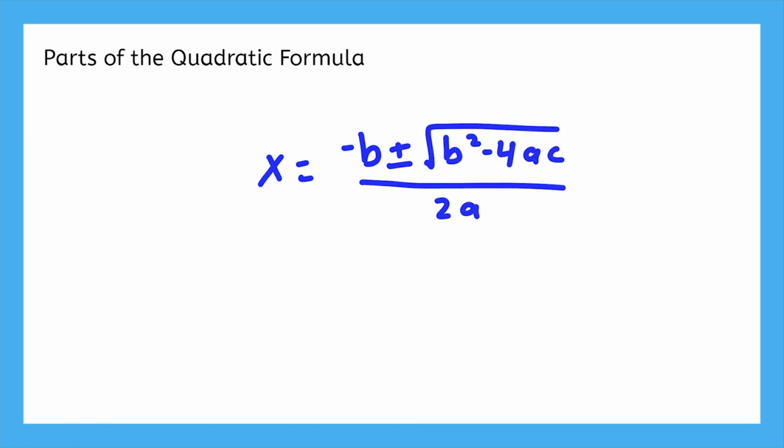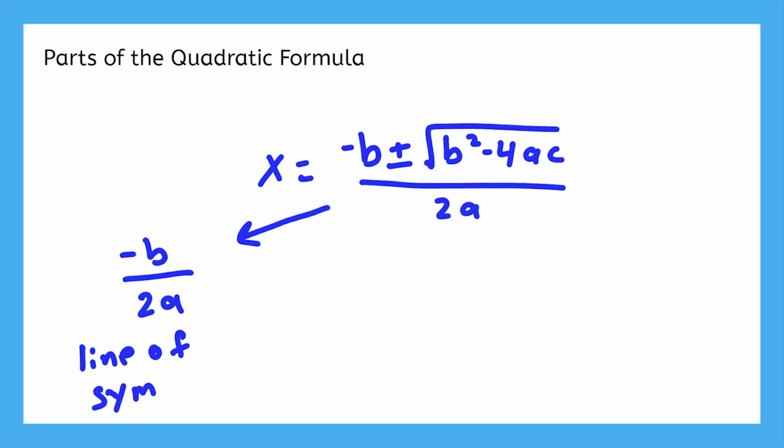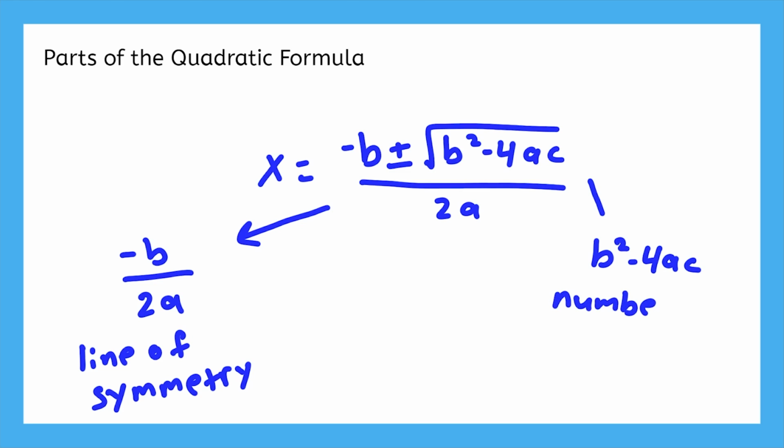You remember the quadratic formula, right? Well, it turns out there are a few pieces of information hidden within it. For instance, if we break apart the fraction and look at the left side, negative b over 2a, this indicates where the parabola's line of symmetry is. And the part with the square root is called the discriminant. When calculated, it tells us how many real solutions there are.